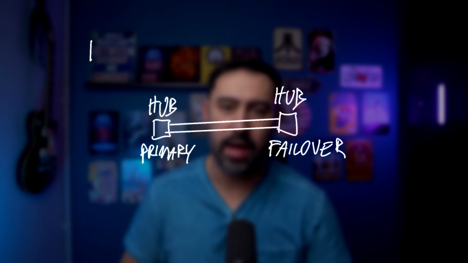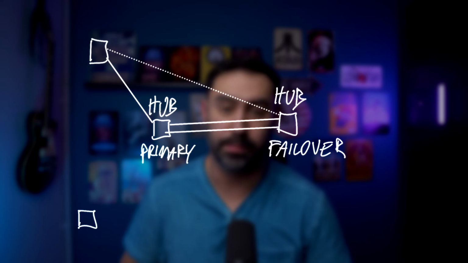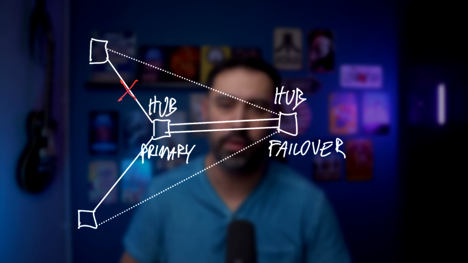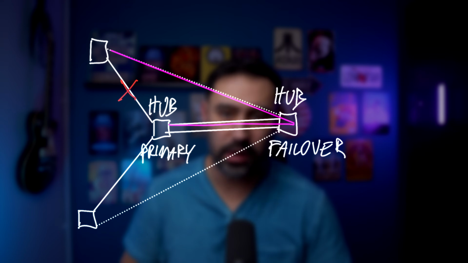If you need to maintain high availability, you can have two hubs interconnected with each other. One will be the primary hub and the other will be the failover hub. Every spoke needs to connect to both primary and failover hubs. If the primary hub goes down, the spokes can use failover hub. If a spoke loses access to the primary hub but still has access to the failover hub, it can reach other spokes via the interconnect between the hubs.